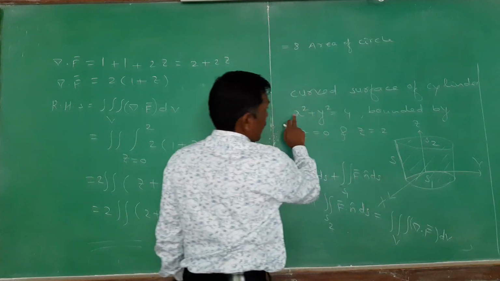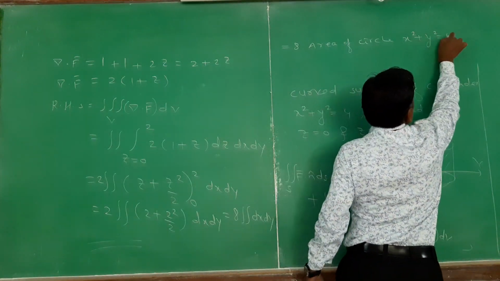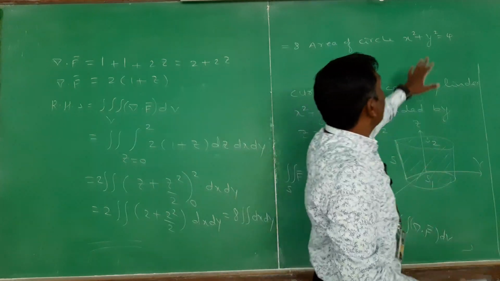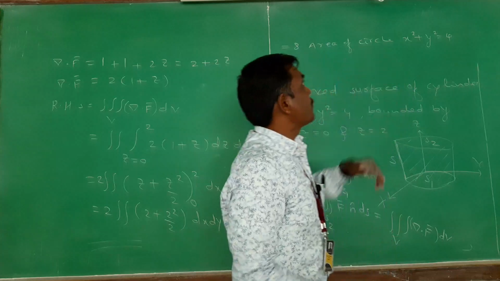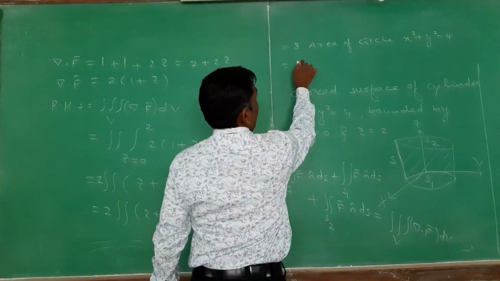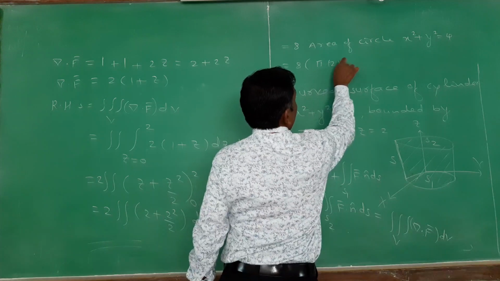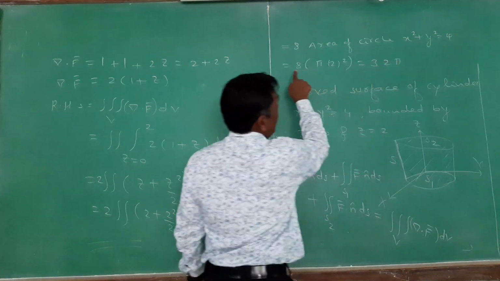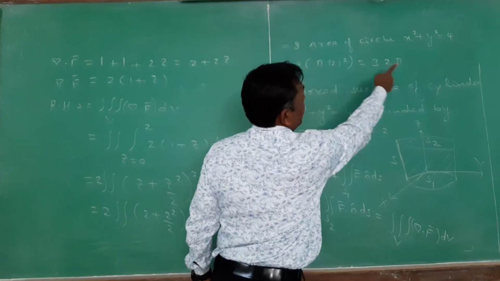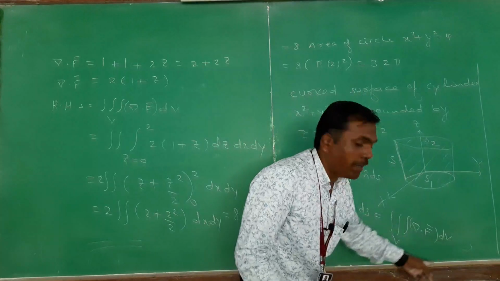Which circle? X square plus y square is equal to 4. So this is a circle with radius 2, and we know the area of a circle is pi r square. So 8 into pi 2 square, so it is 32 pi. If you simplify, 8 into 4 pi is 32 pi. So this is the value of the triple integration.